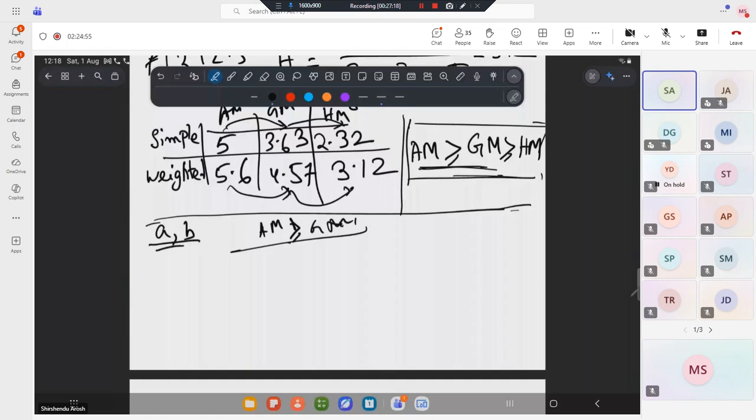In that kind of problem, always start with the definition. So what is the AM for these two numbers? It should be (a plus b) by 2. And GM should be the square root of ab. So I have to show that (a plus b) by 2 is always greater than or equal to the square root of ab.